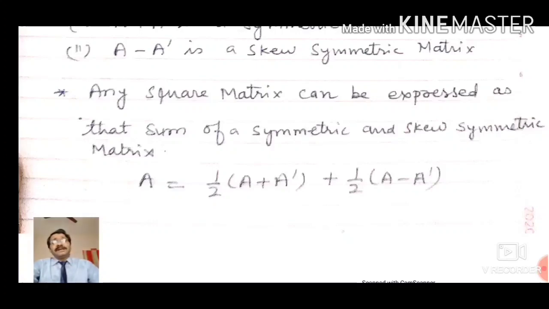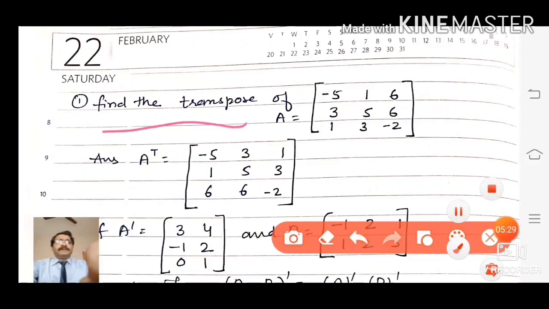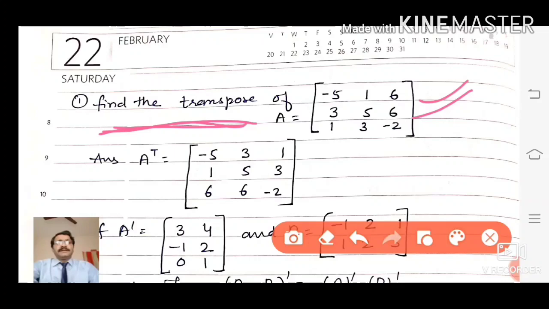Means you can write A equal to 1 upon 2 bracket A plus A transpose bracket close plus 1 upon 2 bracket A minus A transpose bracket close. Look here, if you solve this right hand side, you will get A only. But in this format, this A you can write as the sum of the symmetric and skew symmetric. Here, find the transpose of this. You have to find the transpose. How can we find the transpose?